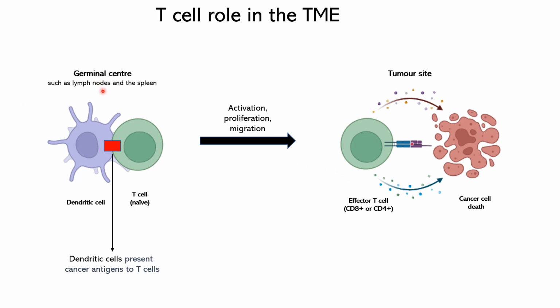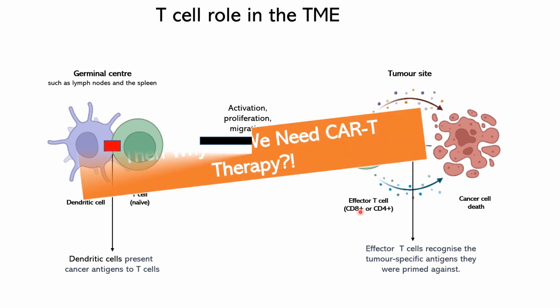So the question now is, if T cells can interact with cancer cells and kill them, why do we need CAR T therapy in the first place then? Because T cells seem to do the job, right? And we will understand now why that is the case.